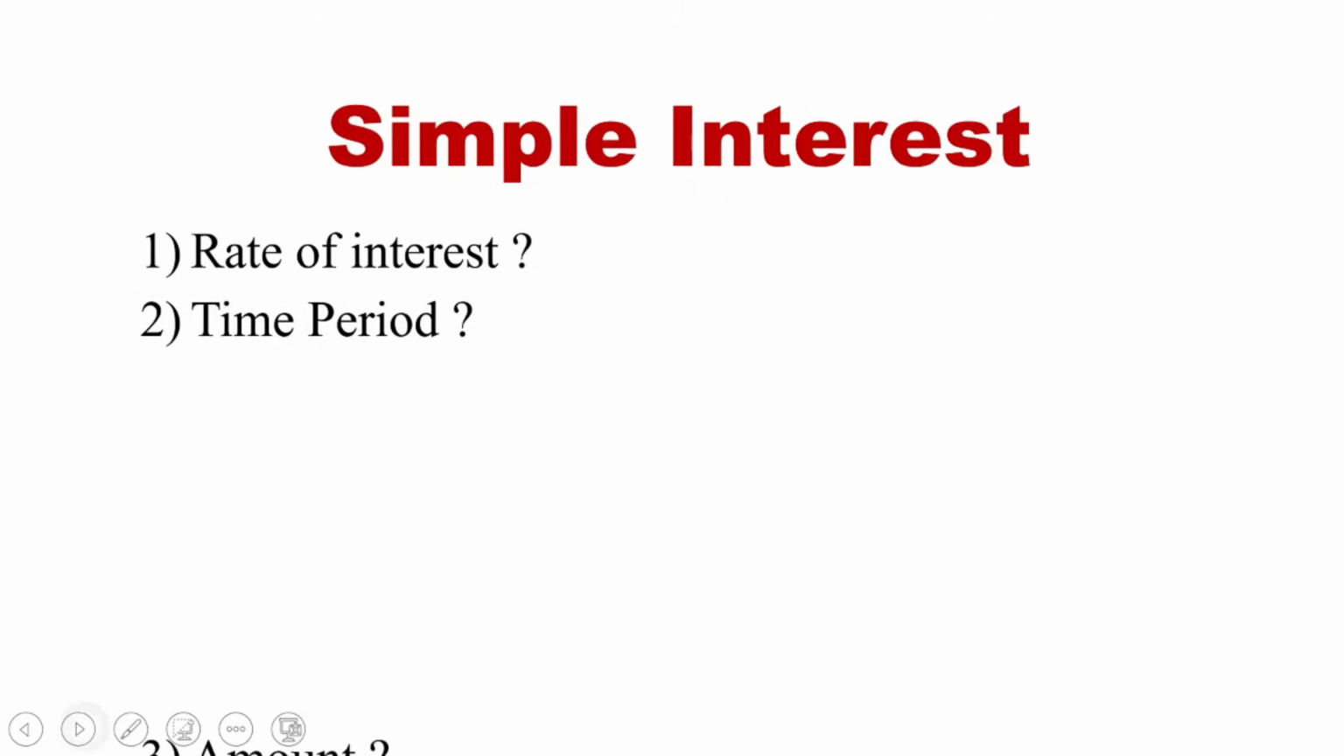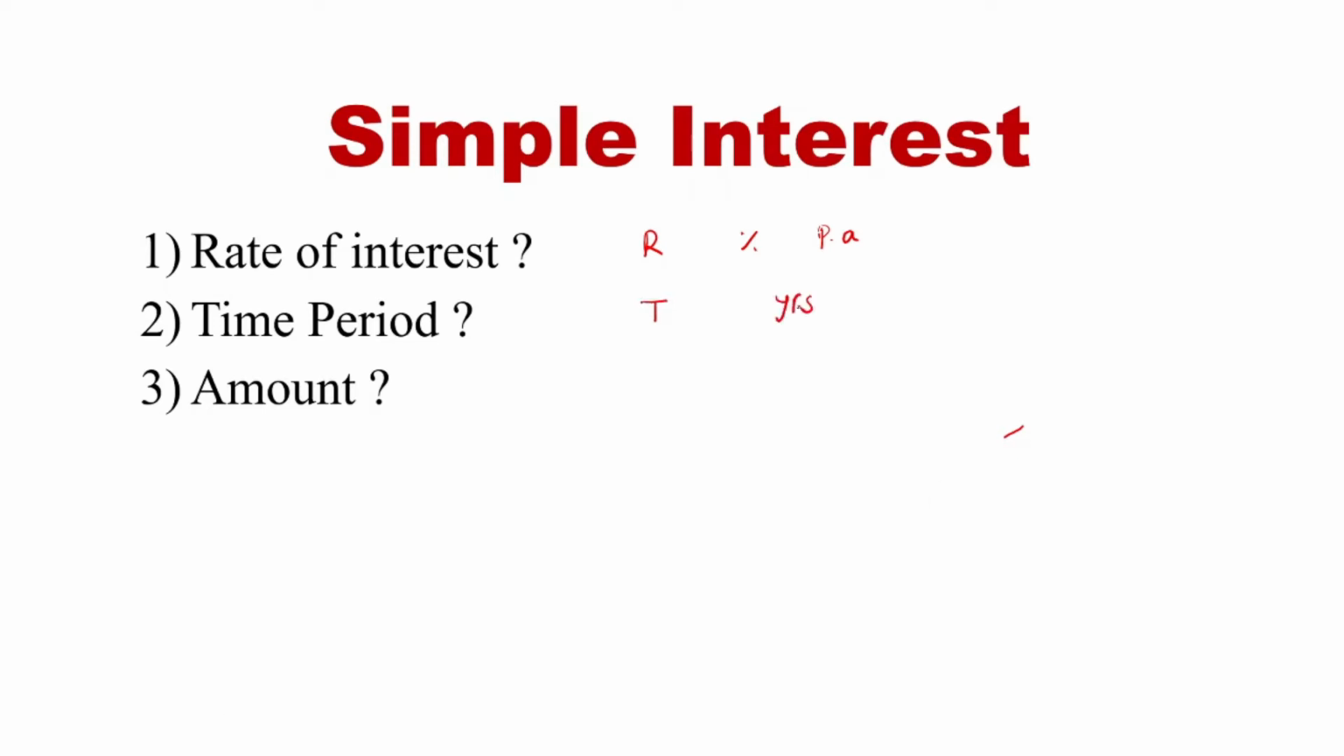Here we can discuss the questions related to rate of interest, time period and amount. Rate of interest is denoted by R and it is in percentages and units are per annum. Time period is denoted by T. Units are in years. And amount is different from principal. Principal is also called sum and it is also called capital.